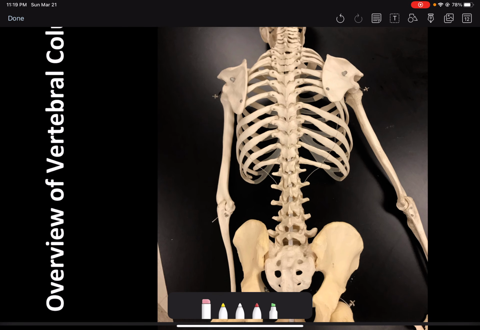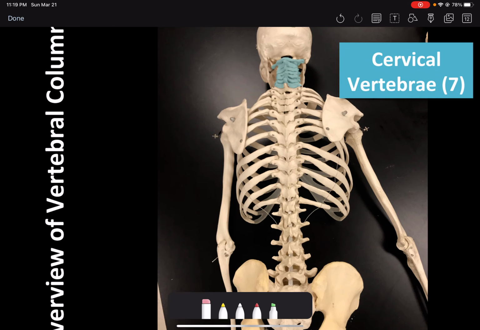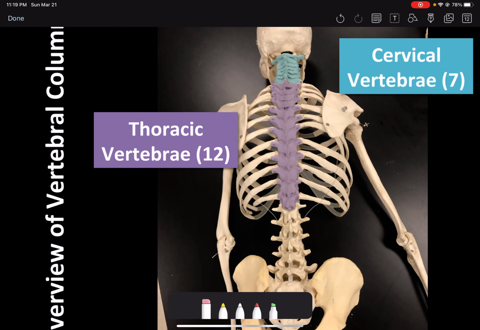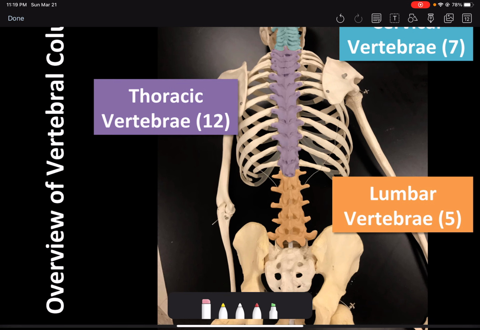So here what I've done is I basically took an entire skeleton and I put it laying on its ventral side on one of the tabletops in the lab. And then what I did is I highlighted the different vertebrae for you. So here in your neck, you have your cervical vertebrae. Remember, cervical means neck. There's 7 of them. And then here in purple, you see your thoracic vertebrae. We were just looking at a thoracic vertebra as our prototypical vertebra. And there's 12 thoracic vertebrae. And then here are lumbar vertebrae, of which there are 5 in orange.